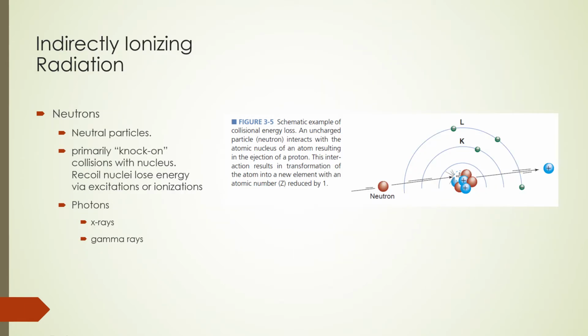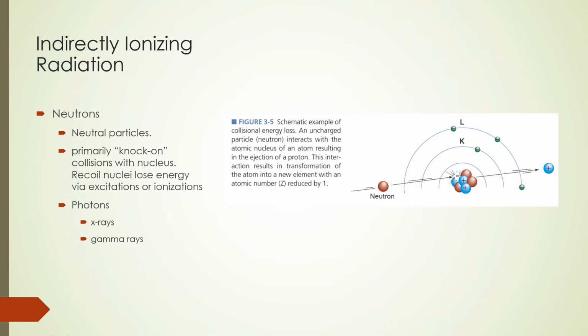Let's look now at indirectly ionizing radiation. Indirectly ionizing radiation is what we get from neutral particles and photons. Neutrons are neutral particles so cannot directly interact by Coulomb forces. They interact primarily through billiard ball collisions with the nucleus of light elements in tissues, light elements like hydrogen, carbon, and oxygen. As these nuclei recoil, they lose energy via excitations or ionizations. In tissues, neutrons interact with hydrogen in water, producing recoil protons or recoil hydrogen nuclei. These recoil protons lose energy via excitations and ionizations.